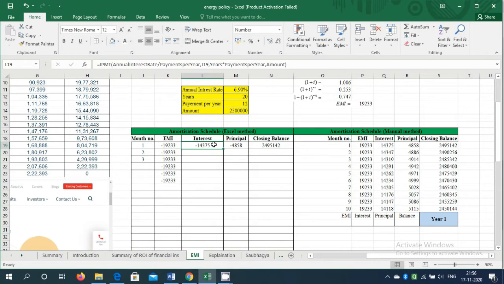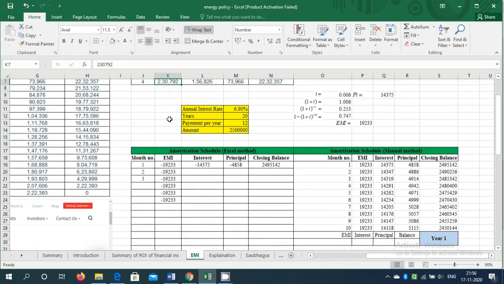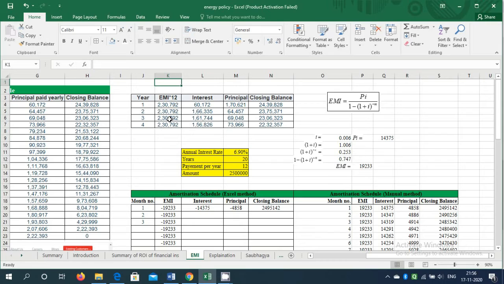So now I got this interest over here, 14,375, principal as 4858. So EMI is 19,233, so I'll write over here 19,233 multiplied with 12, 230,796. Here it is coming over here, some rounding up issues are there, because of which a 4 rupees difference is coming. 230,796 is coming over here for 12 months. Similarly, this one is correct for all the 12 months.